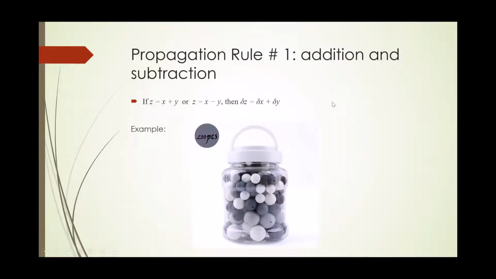The first rule applies to addition and subtraction. The absolute uncertainty of the result, here is delta z, is the sum of the individual absolute uncertainties. It's very important to remember that it applies for both addition and subtraction. So let's look at the examples.